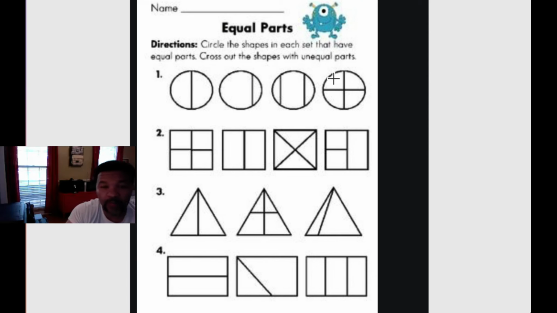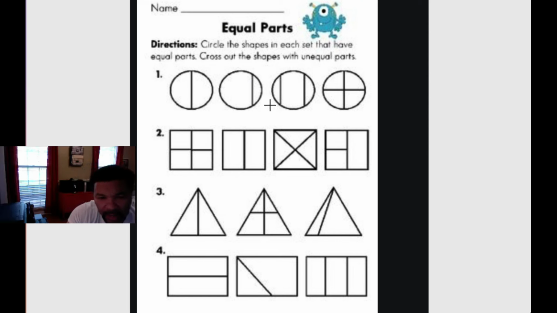Very good. So do we have to cross this one out? No, we would circle this shape, wouldn't we? Very good. And we would circle this shape. What would we do with these two? We would cross them out. Okay, why? Because they're unequal parts. How do you know? Not the same shape, same size. Very good.